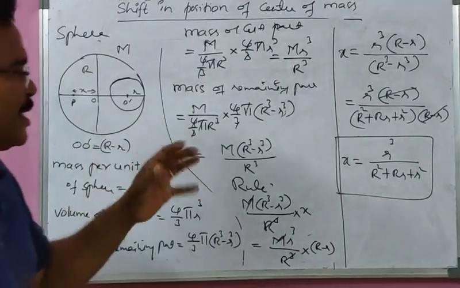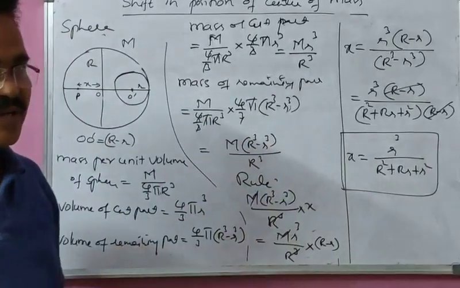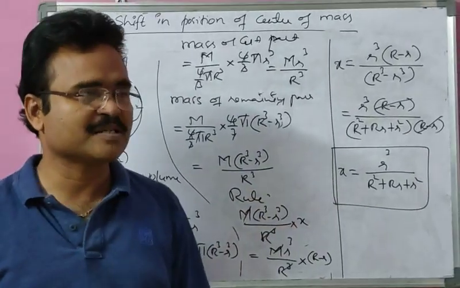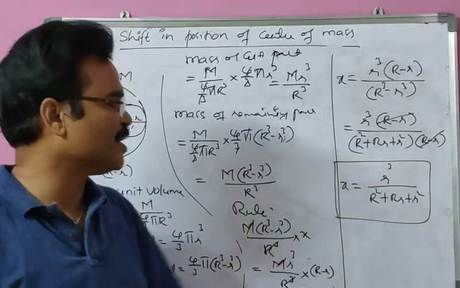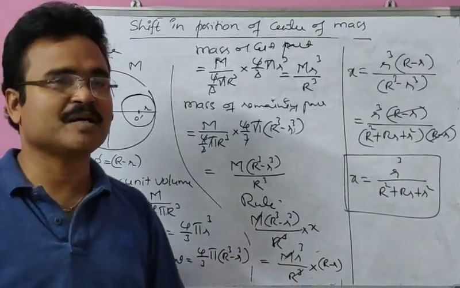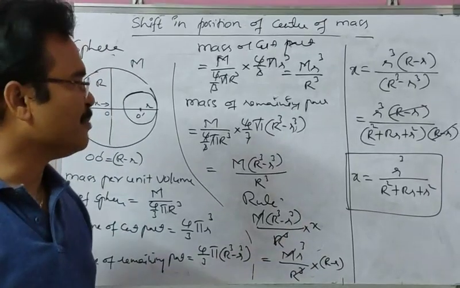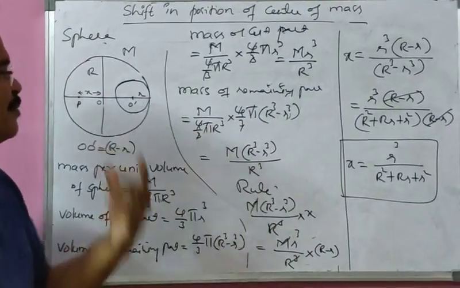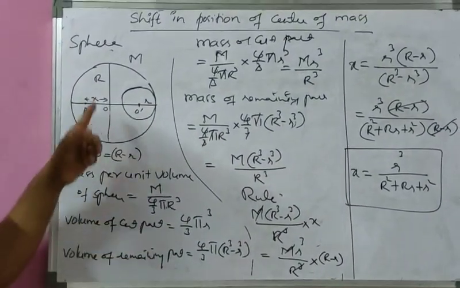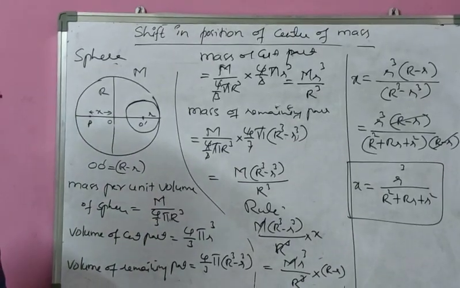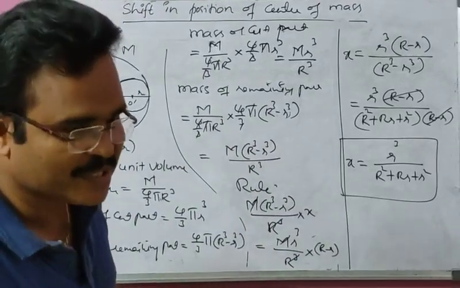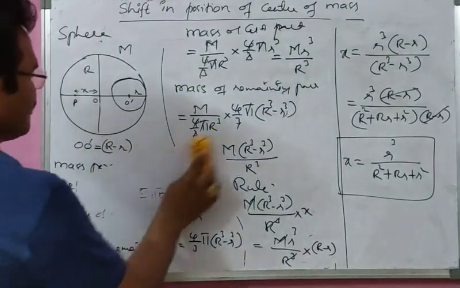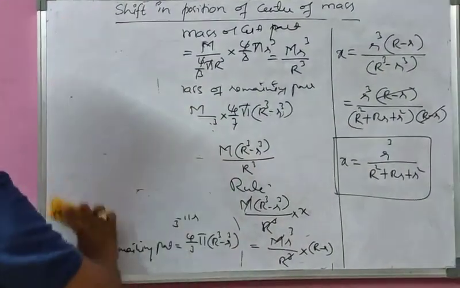So the comparison also you can take here. In the case of the disk, we got R square by R plus r, but now for the sphere we got r cube by R square plus R r plus r square. So this is the method to find the shift in the position of center of mass. This x value is the shift in the position of center of mass. Okay. Now let us move on to another one, that is the third one, where I'm going to take a square.